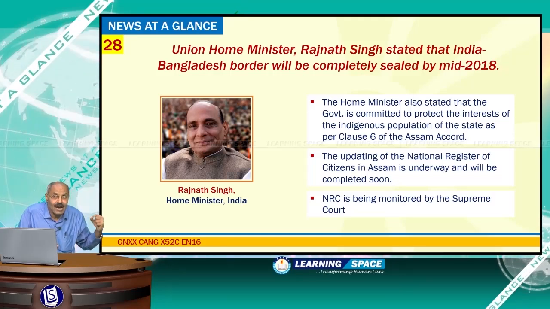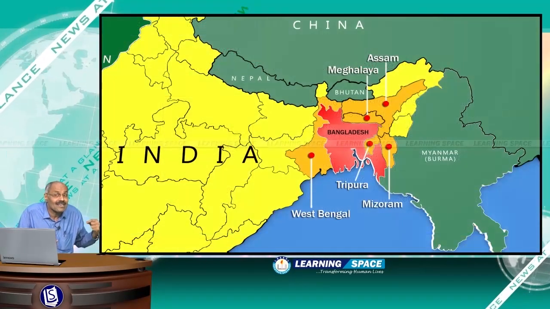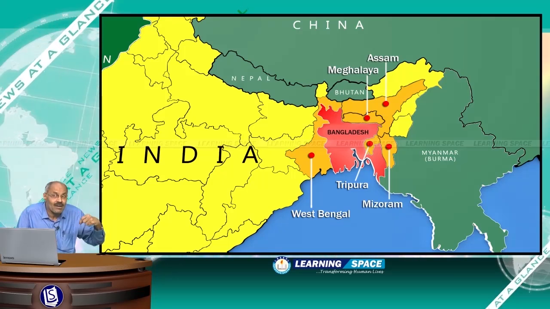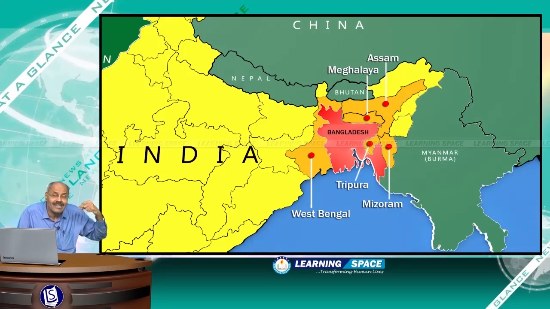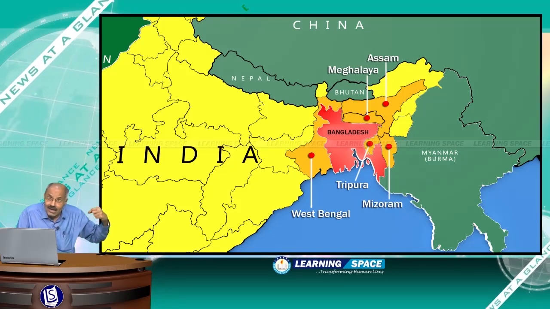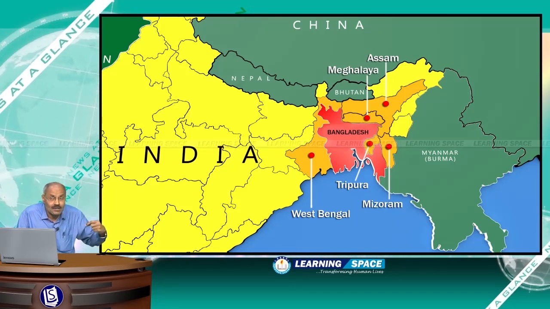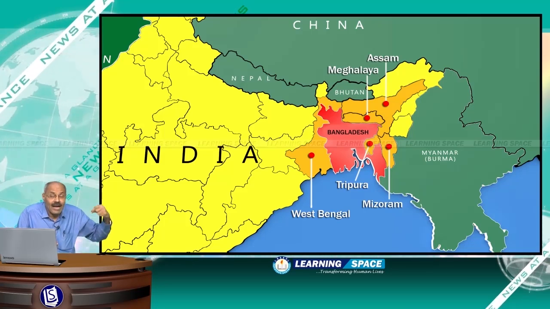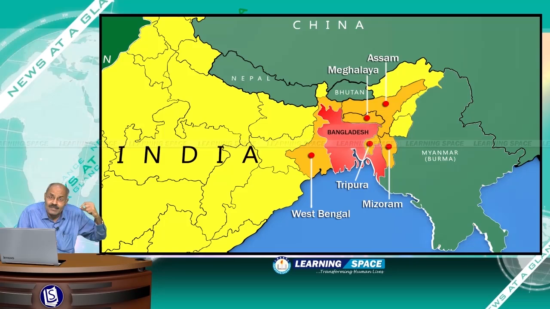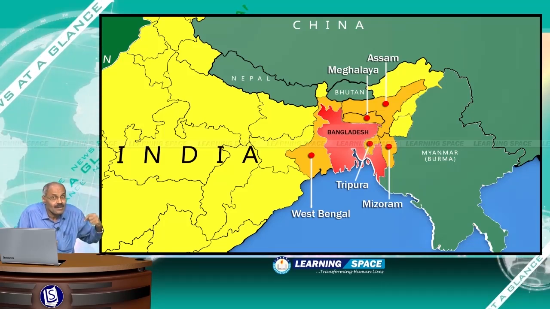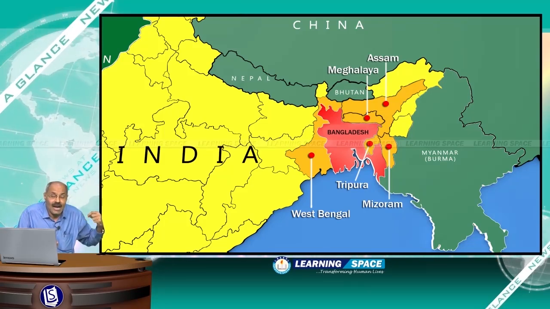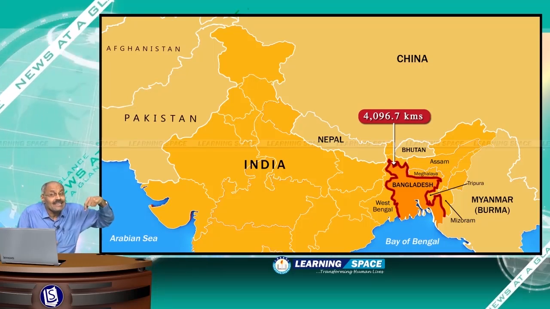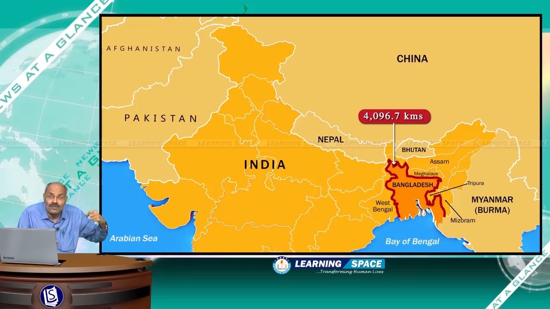Please don't forget. And if you look at the border of Bangladesh, 5 states have got border with Bangladesh. That is West Bengal. West Bengal shares the longest border with Bangladesh. The other 4 states include Assam, Meghalaya, then Tripura as well as Mizoram. So 5 states have got the border with Bangladesh, please don't forget. And total length of the border is 4,096 kilometers. Don't forget these things.